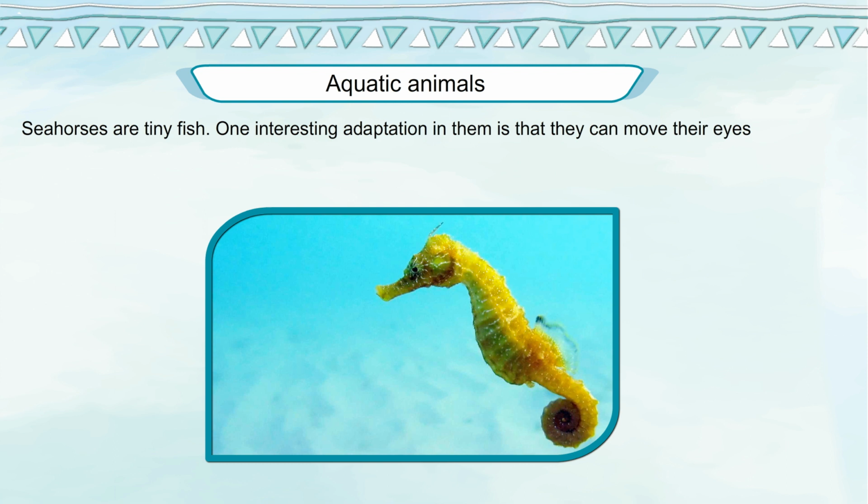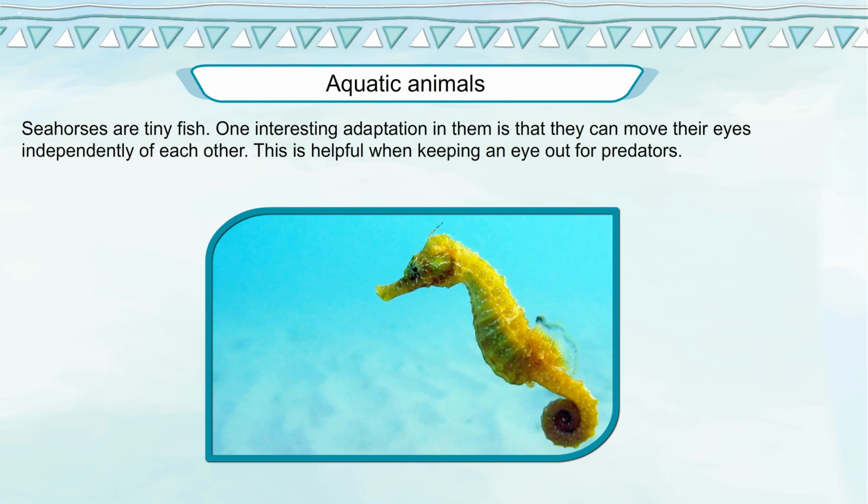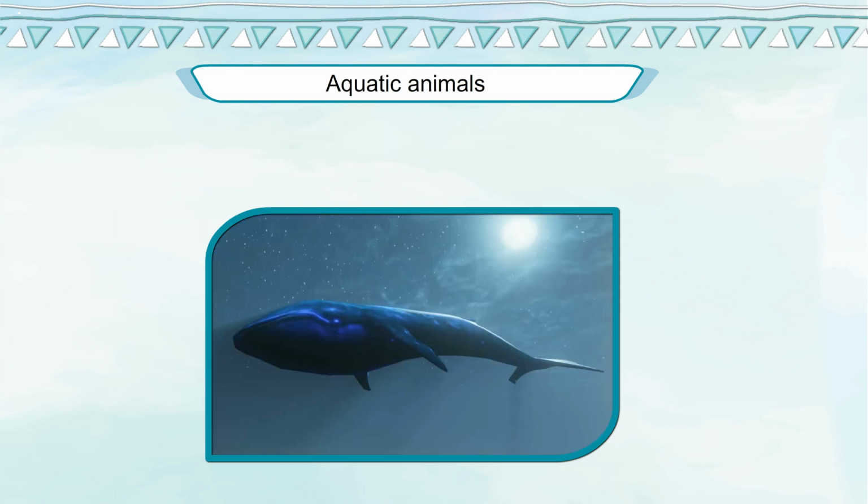Seahorses are tiny fish. One interesting adaptation in them is that they can move their eyes independently of each other. This is helpful when keeping an eye out for predators.